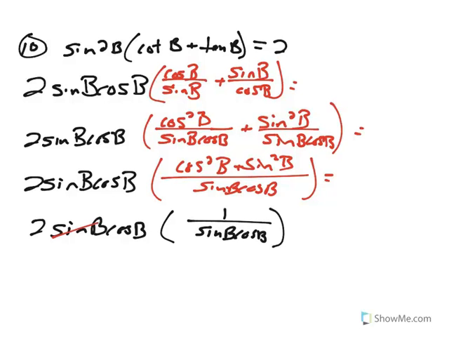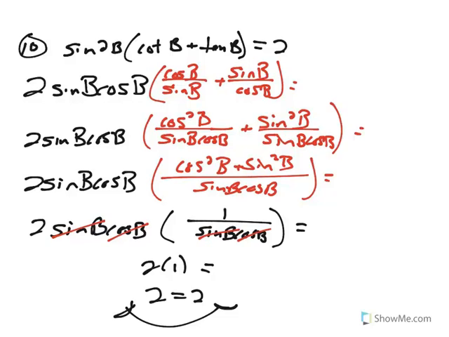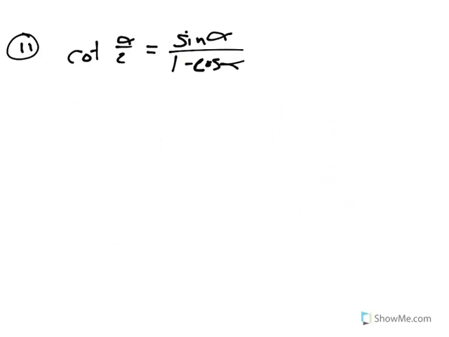Then we are multiplying by sine of b and dividing by it. We're multiplying by cosine of b and dividing by it. So we're left with 2 times 1, which is 2, which is what the right side was all along. Finished. Supposed to verify this as an identity, which makes both sides the same.